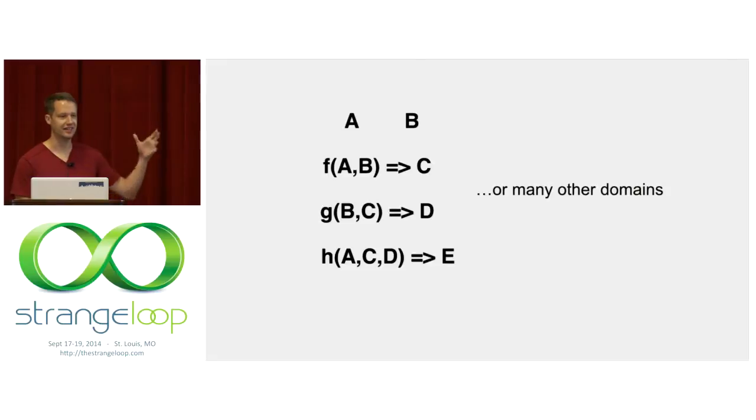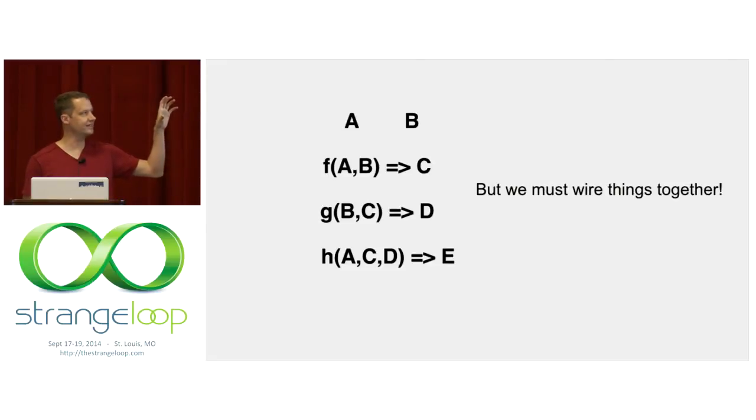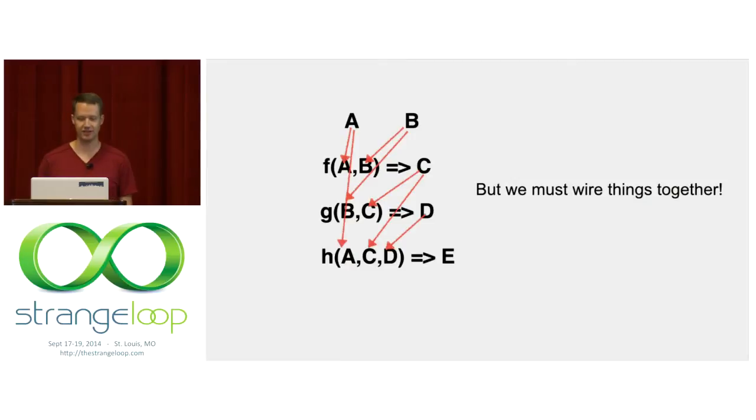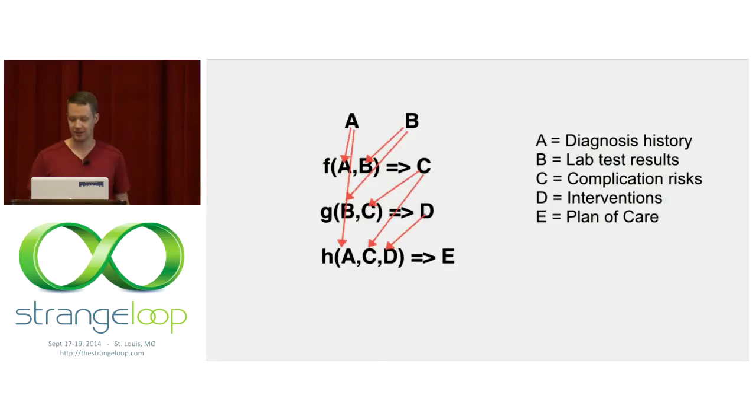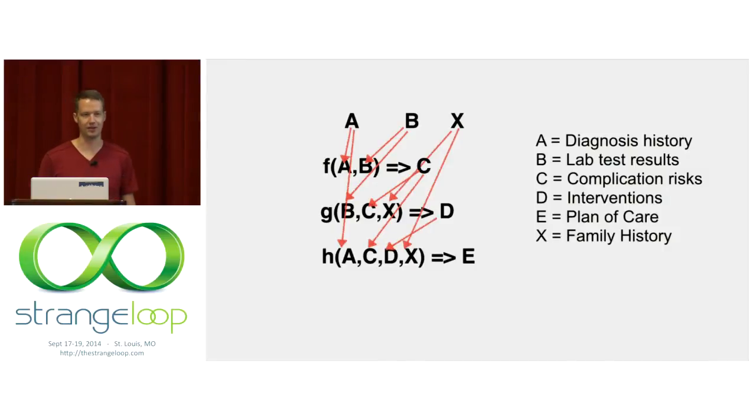But our challenge is we have to wire these things together, and this gets a little more involved. Right here, this looks pretty simple. But when we start wiring everything together, taking all the inputs from one function, wiring them into the inputs of the next, and composing it, it gets even more complicated. Suppose we introduce some new input. Suddenly I'm rewiring a whole bunch of my functions.